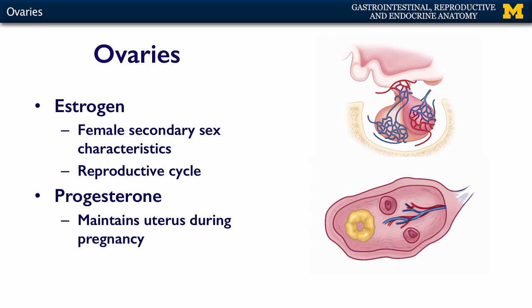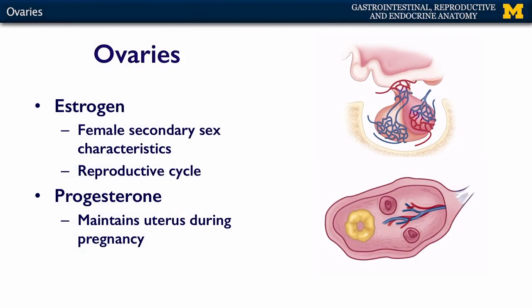So estrogen and progesterone that are secreted by the ovaries have functions throughout the body. Estrogen is responsible for female secondary sex characteristics, so that includes breast development and the deposition of adipose tissue in a particularly feminine way, and it supports the female reproductive cycle. Progesterone is very important for maintaining the uterus during pregnancy.